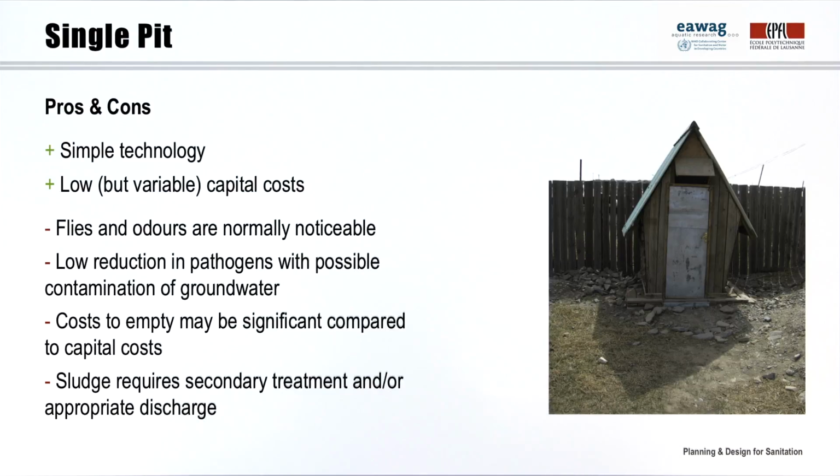The single pit is a simple technology which is most suited to rural areas and can be at very low cost depending on the materials used and the depth of excavation. However, emptying costs may be quite high and the sludge needs to be further treated. This has to be considered when choosing this option. A major disadvantage of single pits is that the emptied sludge is still very pathogenic and leachate can contaminate groundwater resources. Also, odors are normally noticeable, and flies hatching in the pit can be a vector for disease transmission.